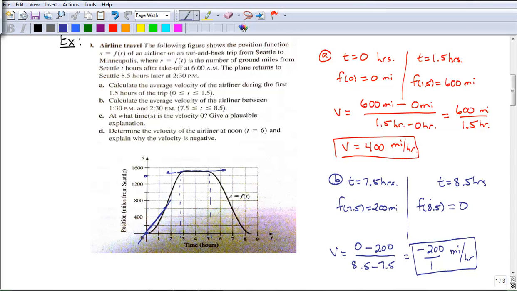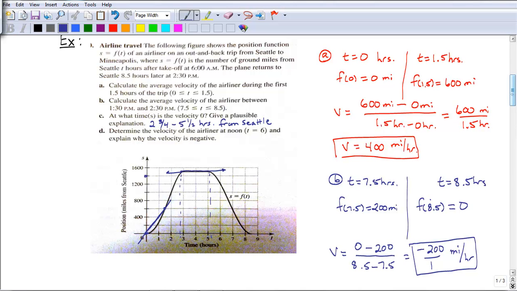So from 2 3/4 hours to 5 1/4 hours, the position doesn't change. So when I calculate the top of this, the position change will be 0, because the position is the same, 1,500 miles from Seattle over that time. So between 2 3/4 and 5 1/4 hours is where part C is. Could be it's a layover there, or the plane just stops for maintenance and turns around.